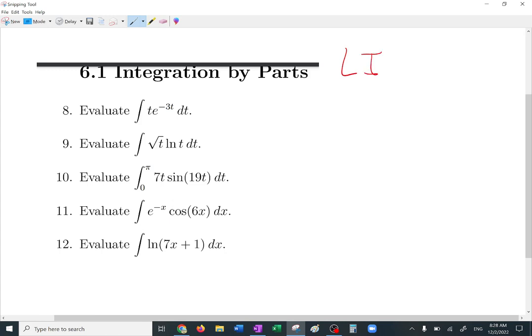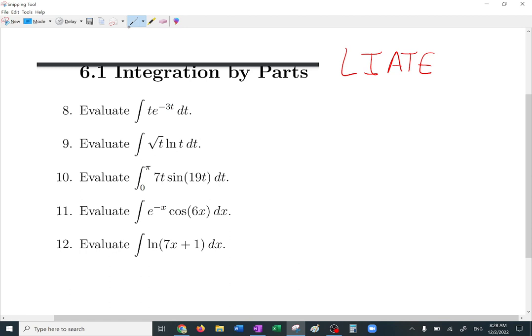So let's practice. What should we choose? Remember, LIATE. The first example is t and e to the minus 3t. Why not do u substitution? Why not choose u to be minus 3t? What do you think? Because the derivative of minus 3t is negative 3, not negative 3t. So this power does not match. If I put a square, boom, that's u substitution. That's how interesting it is. So just a little bit off. Thus, you do integration by parts.